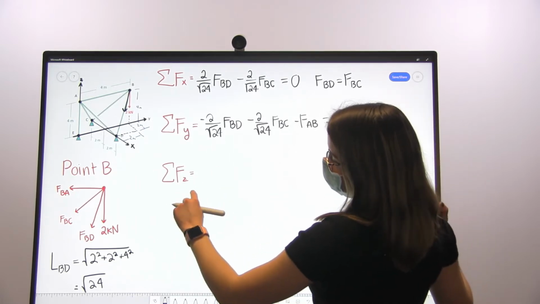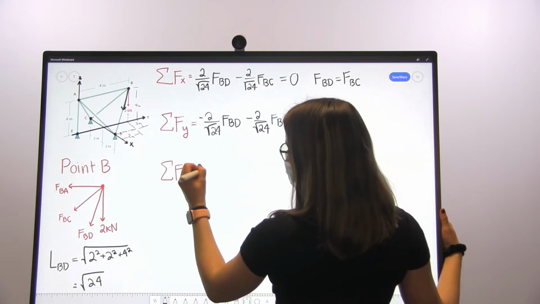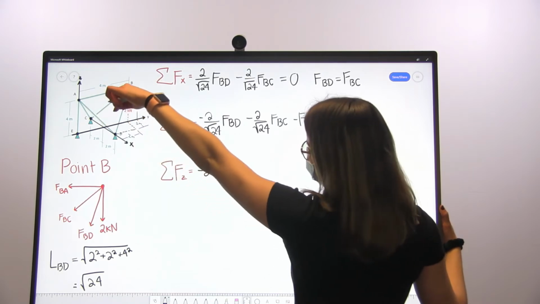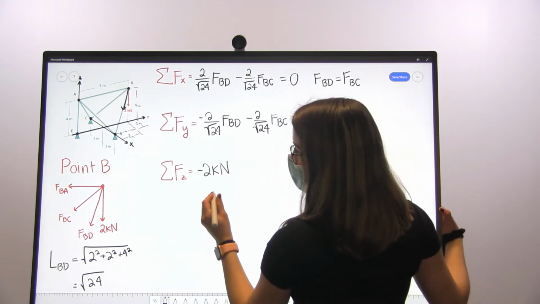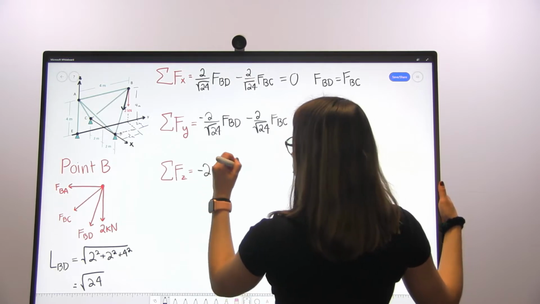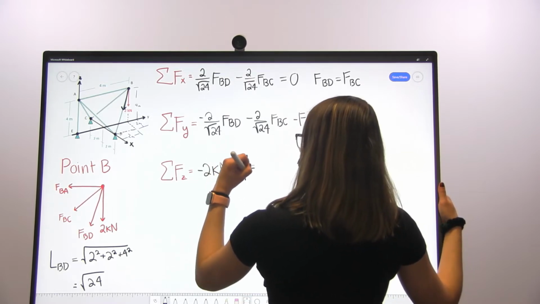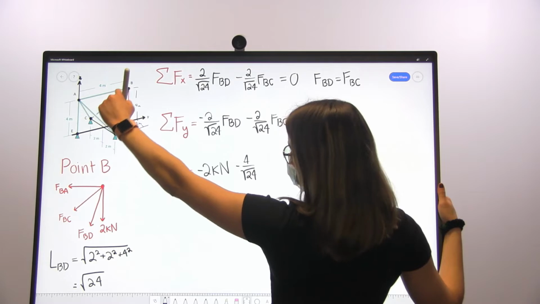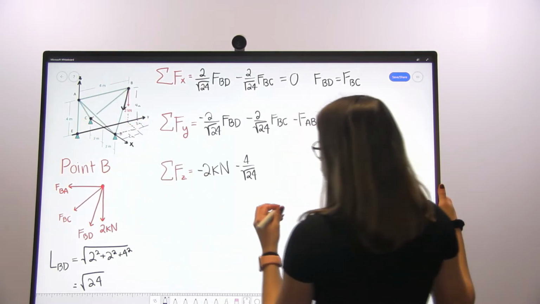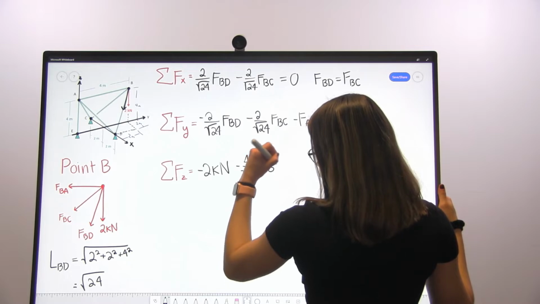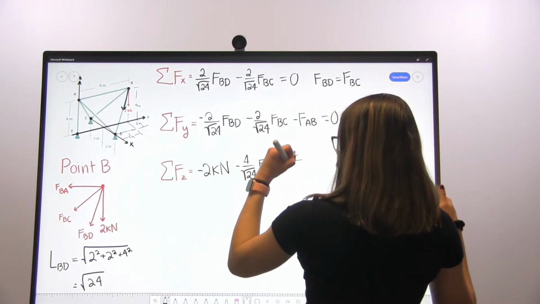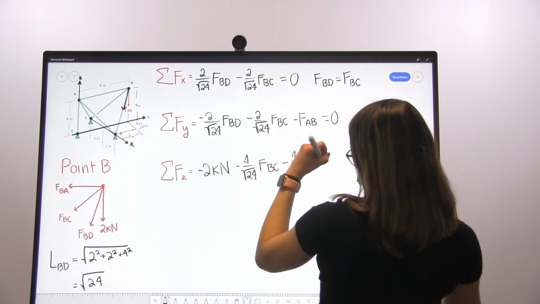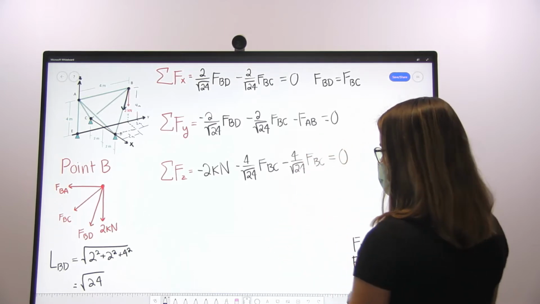We continue with the force in the z direction, and we notice that we have a 2 kilonewton load going downwards, and so that is going to be a negative in our equation. Then we also have a negative 4 over square root of 24, because it's going in the negative z direction in the case of BD and BC as well, and that is going to be equal to 0.